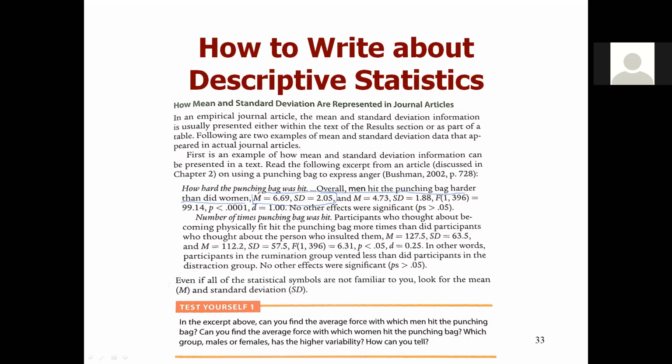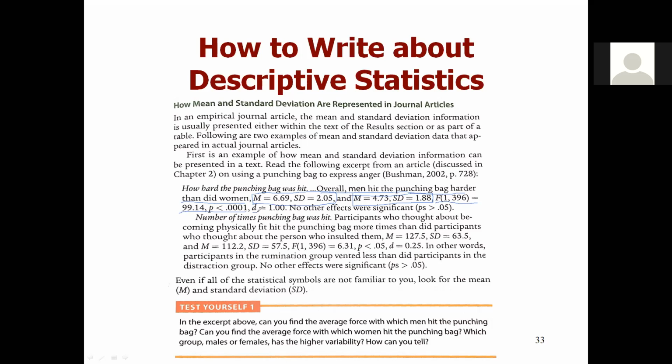Okay, and they measured the strength of the punch somehow. And these two numbers are for women. Okay, so women punch the bag at the force of 4.73 with the standard deviation. Now, we are not going to have standard deviation because we don't have central tendency at all. We will only have percentages. And what follows next is the parametric statistical test called analysis of variance.